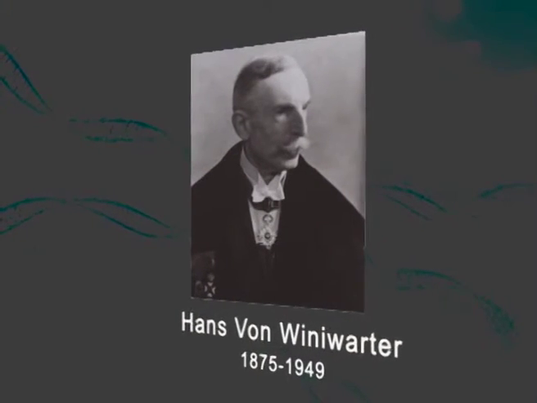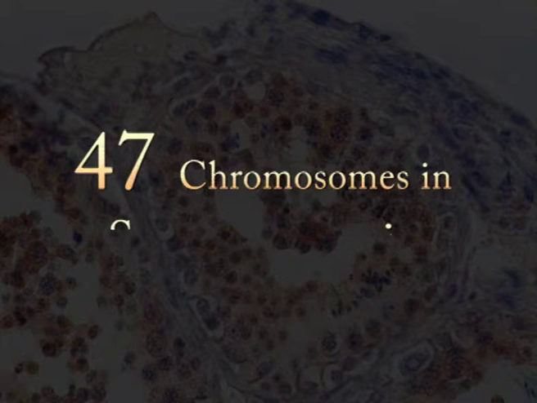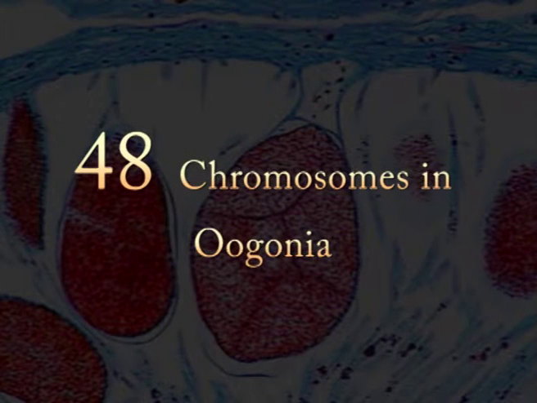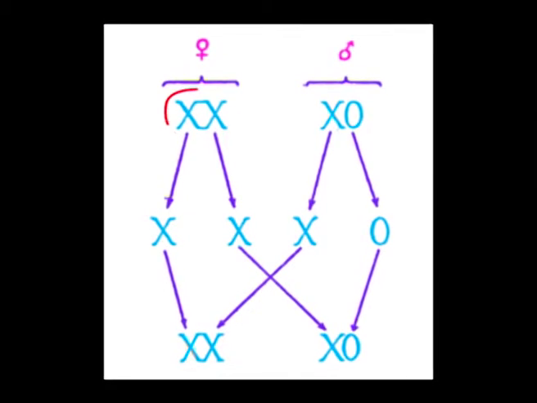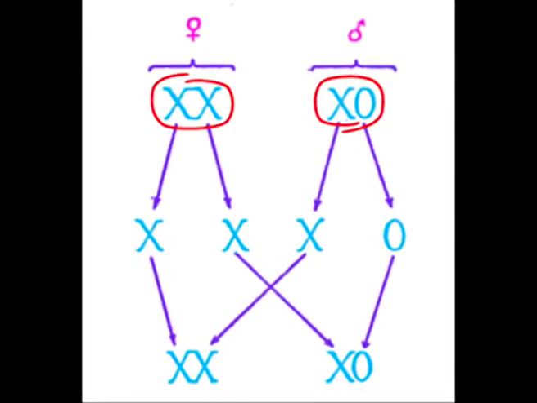Let us go back a little to the historical perspective of human karyotyping. It was in 1912 that Hans von Winiwarter reported that there are 47 chromosomes in spermatogonia and 48 chromosomes in oogonia, thereby concluding that females have XX chromosome and males have X0 or XO chromosome. This was the sex determining mechanism explained by Winiwarter.